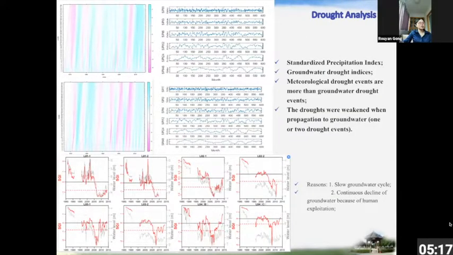The Standardized Precipitation Index was used to analyze the number and severity of the meteorological drought. The propagation in the groundwater aquifer was investigated by analyzing the groundwater drought index with the threshold level method. Comparing the meteorological and groundwater drought indices shows the propagation time through the hydrological system, which provides support to analyze the drought propagation process. Results indicated that the drought was weakened when propagating to groundwater, and the frequency also decreased in groundwater drought.